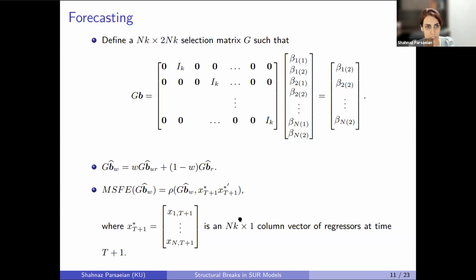Now, we can also use this estimator to do forecasting, because for the forecasting part, the parameter that enters the forecasting period is the slope coefficient in the second regime. So I'm using this selection matrix G to only focus on the slope coefficient in the second regime. I'm multiplying this selection matrix G by the Stein estimator, and I'm able to derive the mean square forecast error for that. So this is the weight for one step ahead mean square forecast error.